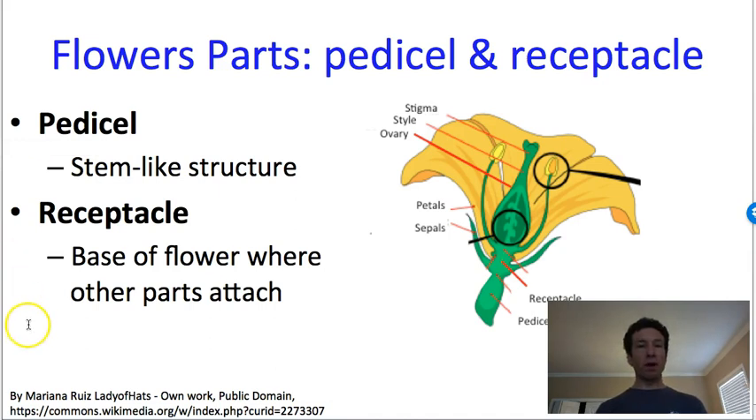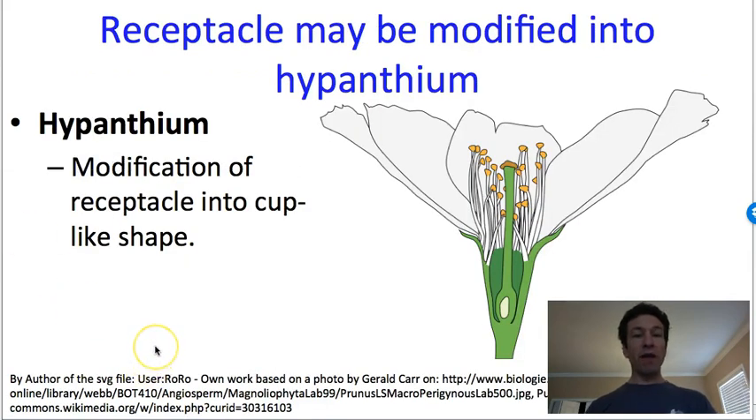So let's review the parts of the flower. As we said earlier, there's a stem that comes up to the flower. This is called the pedicel. There's also some base of the flower, which is labeled here as the receptacle. We talked about that before, but we're going to add a new term here that you may have encountered in laboratory already. This new term is the hypanthium. Most flowers don't make this, but many angiosperm flowers do.